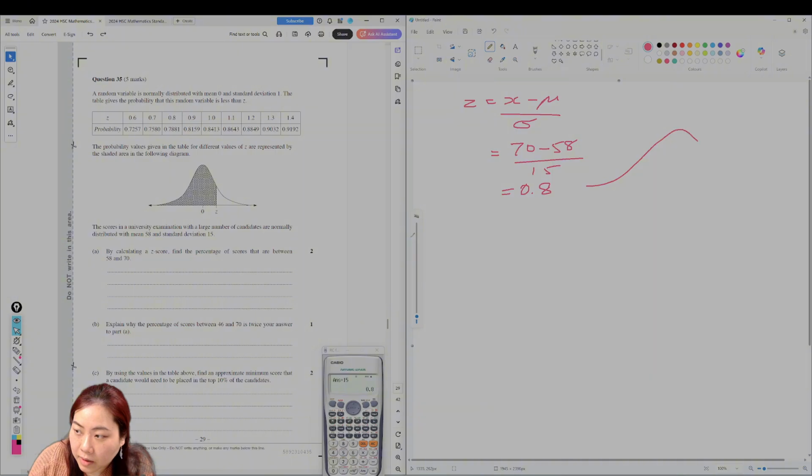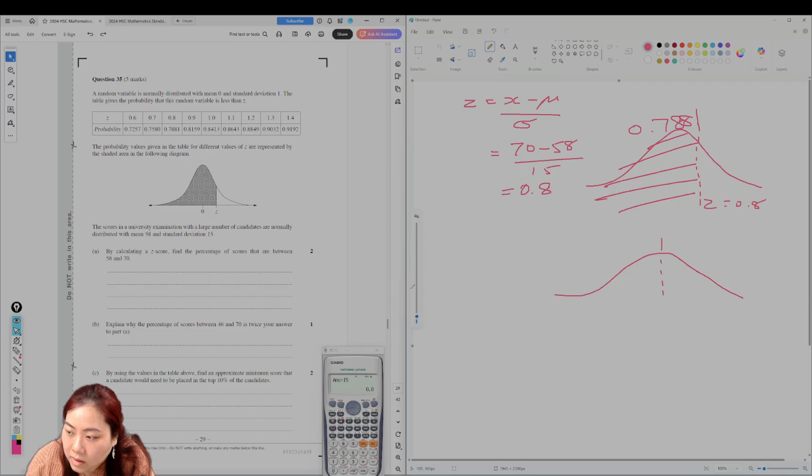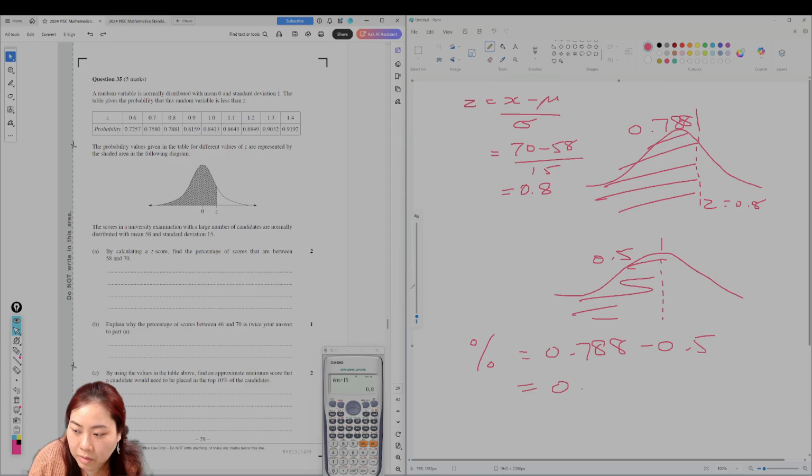Okay, this is a little tricky here. Z-score of 0.8. Look, that's terrible. Let's try that again. Still terrible, but whatever. Z-score of 0.8. The probability of getting everything below that is 0.7881. But we want the probability of getting in between 58 and 70. For 58, it's the mean. It's literally down the middle. So anything below that will be 0.5. So the percentage of scores between 70 and 58 would be 0.788 minus 0.5, which is 0.288.